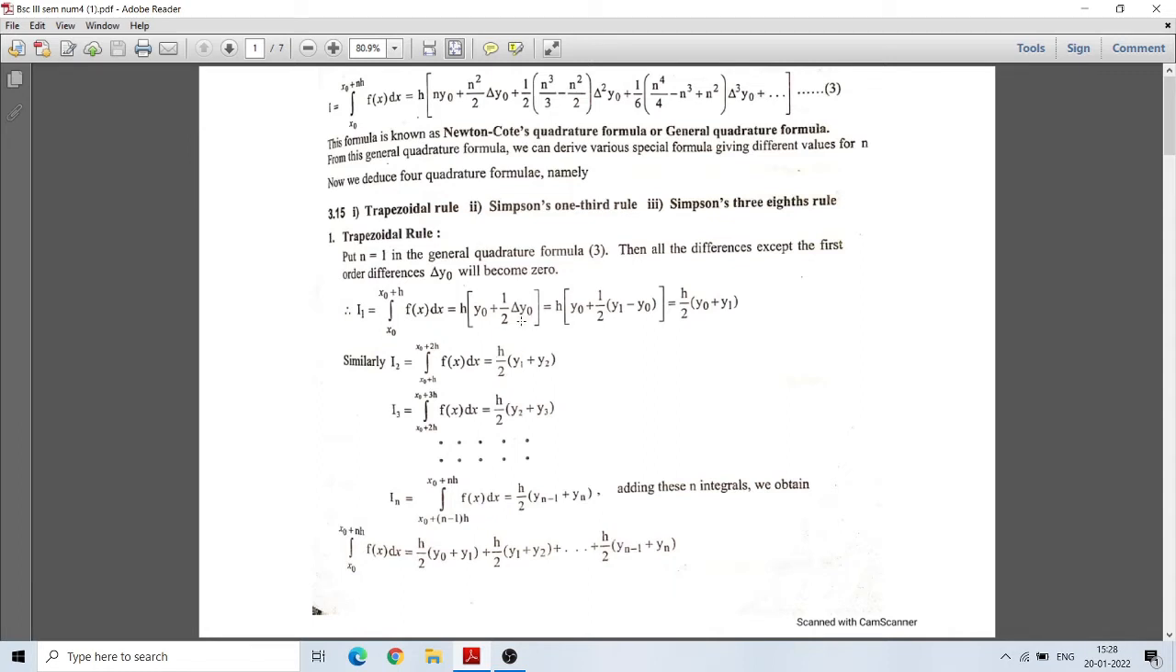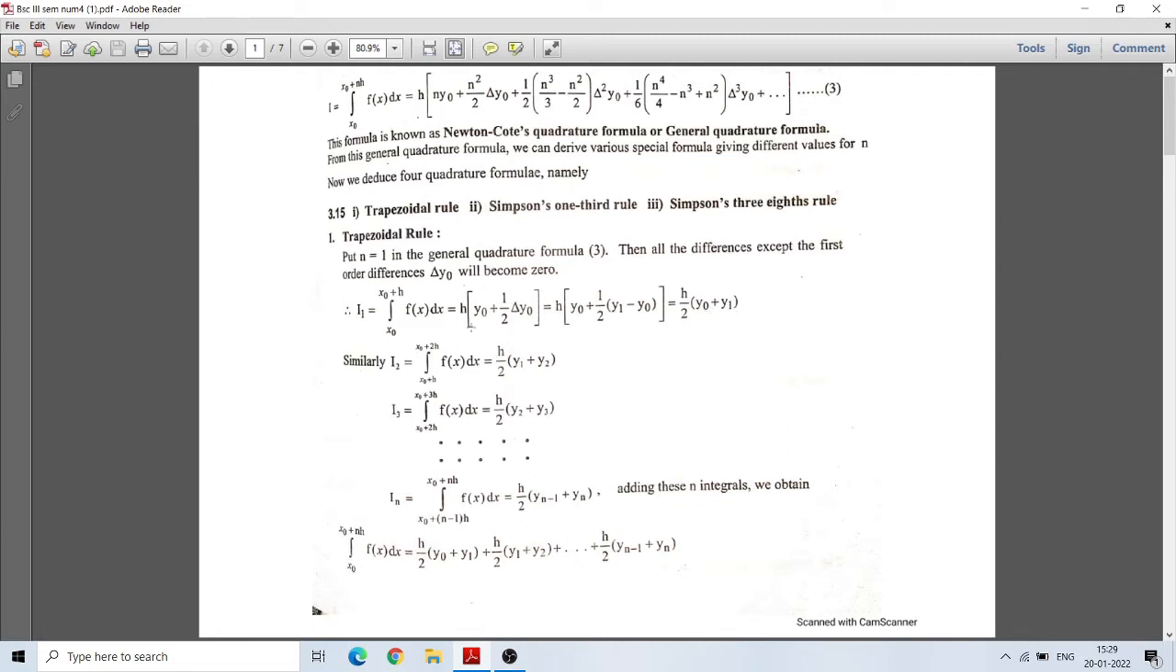How do we write delta y naught? It is y1 minus y naught. That is the first difference, the forward difference, first value. Then simplify this: 1 by 2 multiplied by y1 minus 1 by 2 y naught, plus y naught. We get plus 1 by 2 y naught. Here taking 1 by 2 common, we write y naught plus y1.